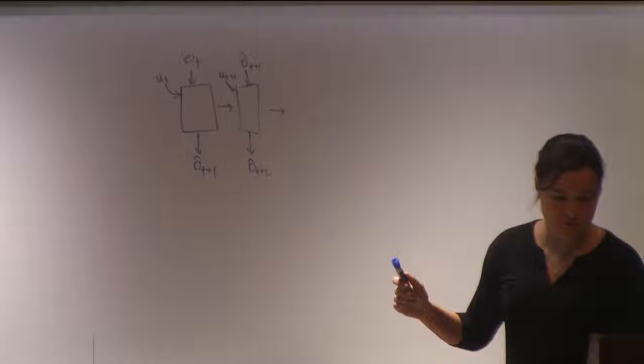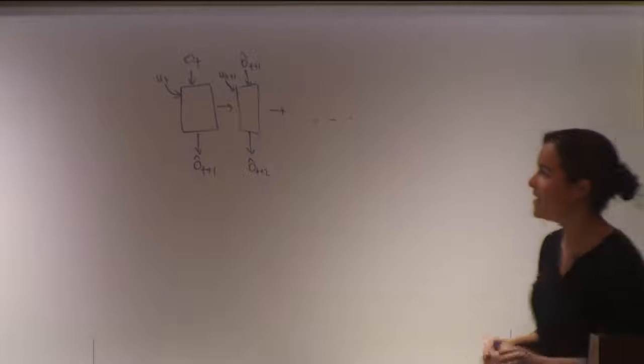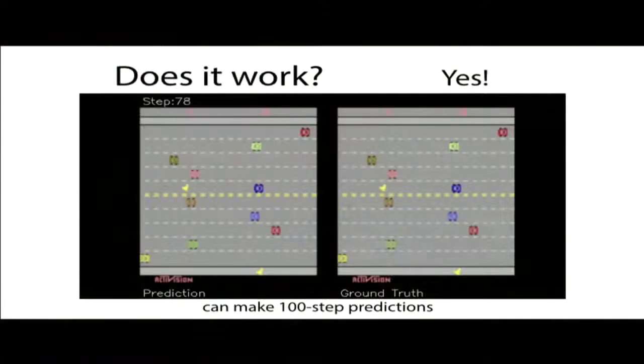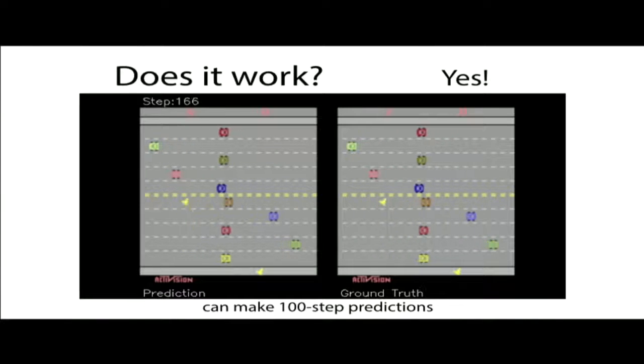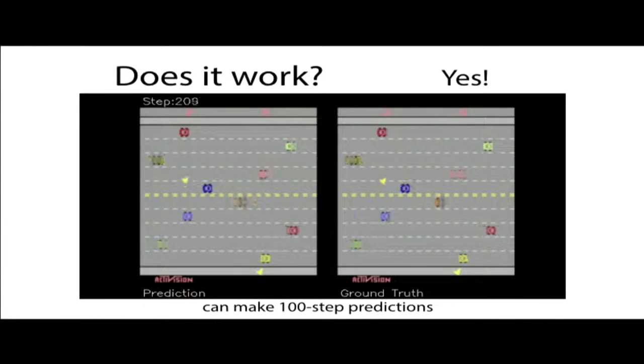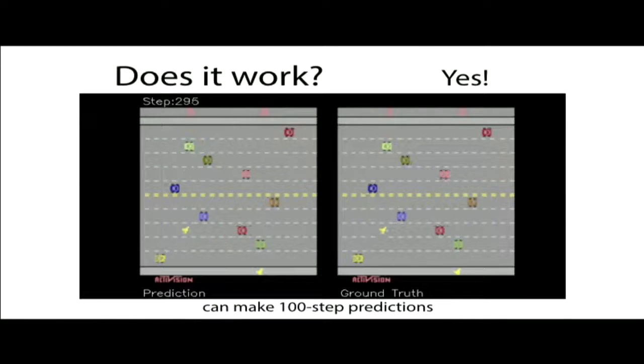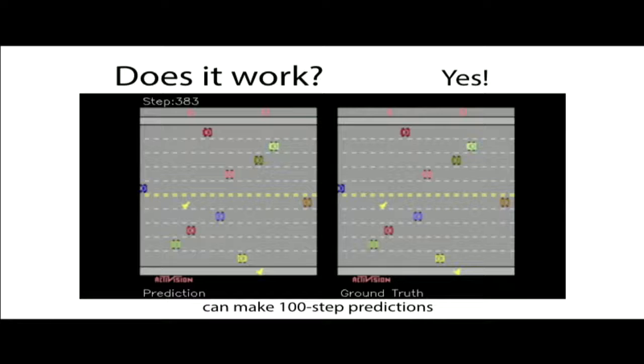So now that we've talked about this, does it work? Here's an example of the predictions on the game Freeway. On the left is the predictions rolled out from the model. In this case, I believe this is a 100-frame prediction. So this is not passing in the ground truth frame at every time step. This is just rolling out, given the initial frame and given all the future sequence of actions, what does the future video look like? And as you can see, the results are very impressive. The predictions are very close to the ground truth, and it can successfully make up to 100-step predictions very accurately.